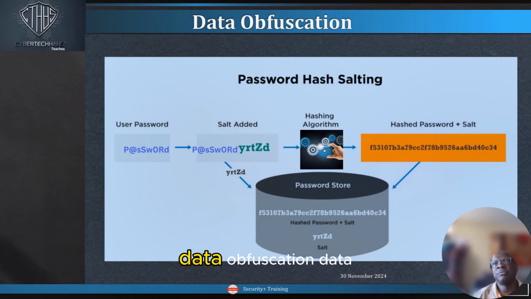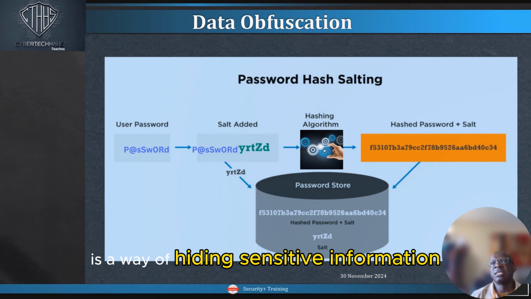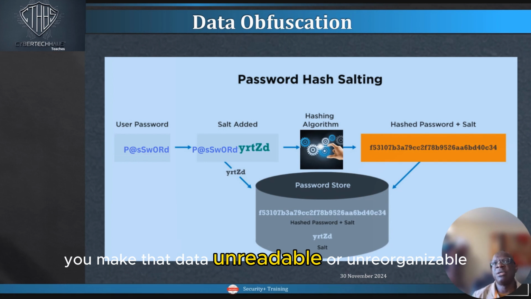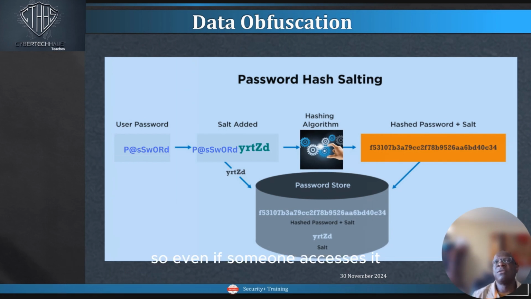Data obfuscation. Data obfuscation in cybersecurity is a way of hiding sensitive information by transforming it so it's hard to understand or recognize. Let's break it down simply. Imagine you have a list of customer phone numbers or social security numbers you don't want unauthorized people to see. With obfuscation, you make that data unreadable or unrecognizable, so even if someone accesses it, they can't quickly tell what it is. One way to do this is to replace the actual data with random characters or codes.